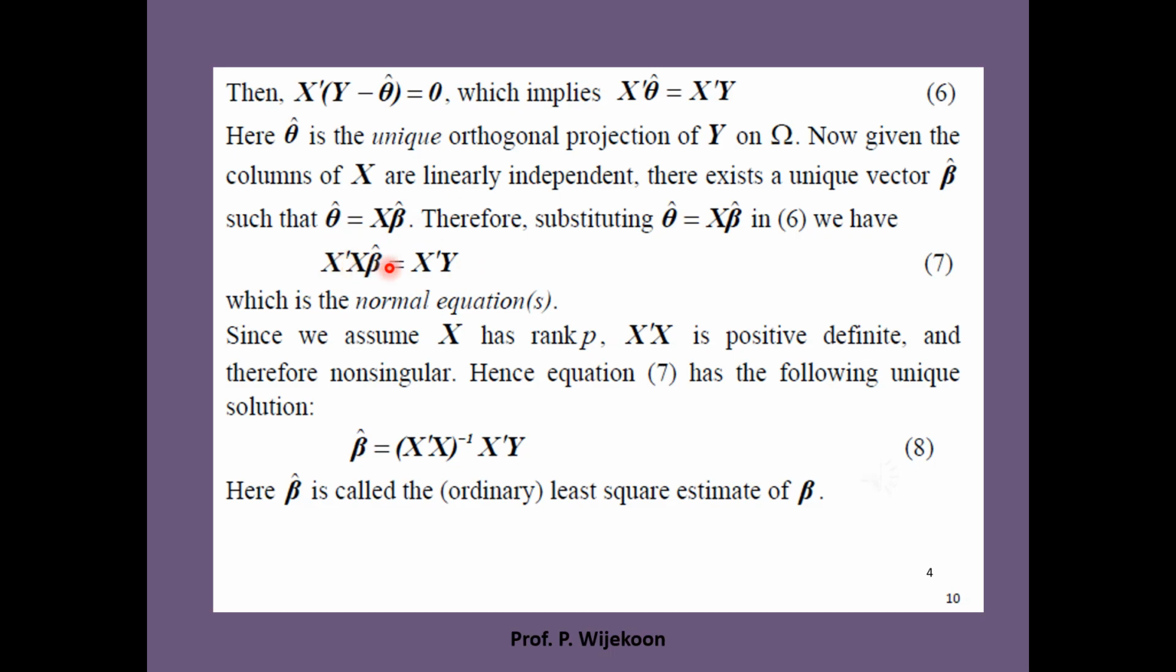If the columns of X are linearly independent, the matrix X is a full column rank matrix. Then the rank of X is p, and hence the inverse of X'X exists. Now we have a solution for beta hat. That is, beta hat equals (X'X) inverse X'y. This beta hat is called the ordinary least squares estimate of beta.